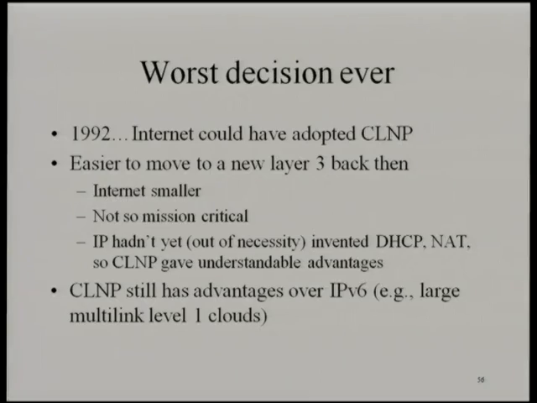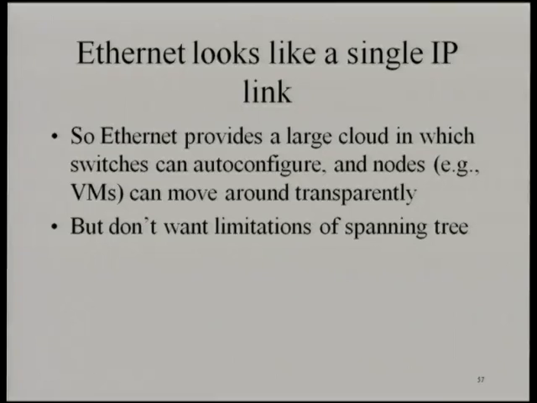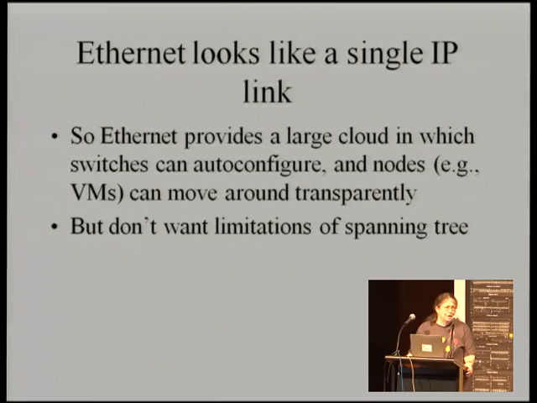So IPv6 still has the property that every link has its own block of addresses, so if you move around, you'd still have to change your address. So therefore, people are still going to want Ethernet to create a nice flat cloud that you can move around in for virtualization. So Ethernet looks like a single link to IP, and so we want to get the best of both worlds. Given that we're not going to displace IP, or even if we displace it with IPv6, we'll still have the same problem.